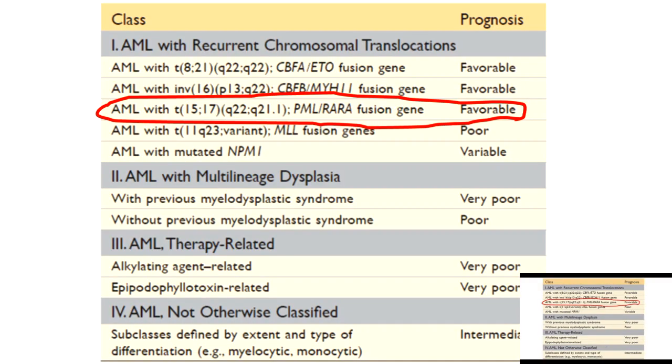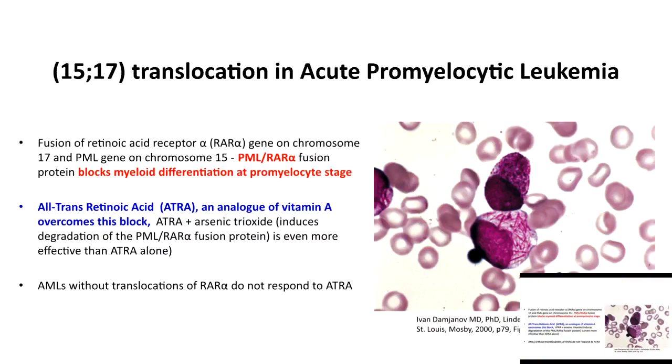So this 15;17 translocation, why are we so interested in this? The 15;17 translocation involves the fusion of the retinoic acid receptor gene. This RAR alpha gene is present on chromosome 17. This goes and fuses with the PML gene, PML in this case standing for promyelocytic leukemia.